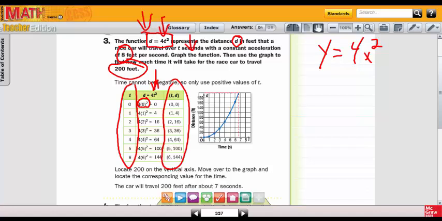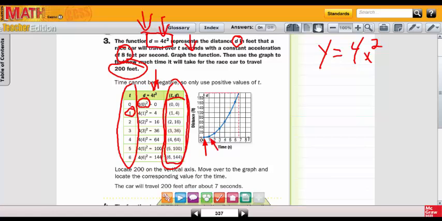Now we're going to put in 1 for t, so it's 4 times 1 times 1, and of course the output there is 4. Then it's 4 times 2 times 2, that'd be 4 times 4, that's 16. You can do the rest of the math yourself here and check these, and recognize that we're going to have these points to graph. So we're going to put a point at 0, 0. There's the point at 0, 0. We're going to put a point at 1, 4. That would be right there.